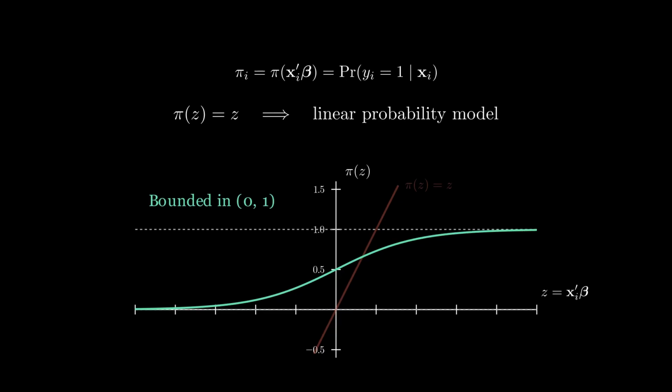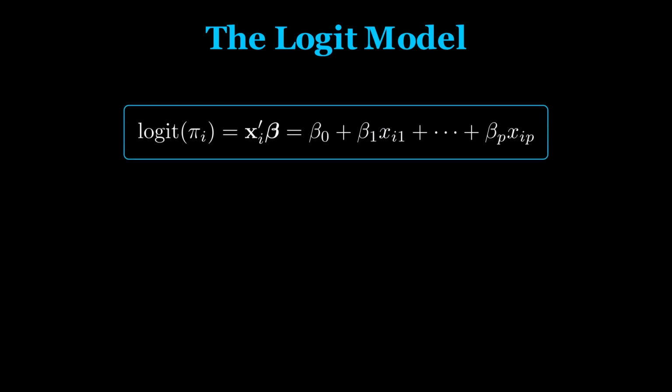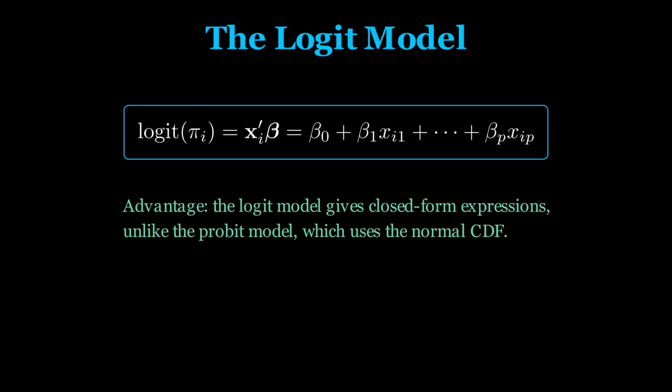We now focus on two special cases, Logit models and Probit models. In logistic regression, also called Logit regression, we express the relationship between the explanatory variables and the probability pi i as follows. The logit of pi i equals the linear predictor. Logistic regression and Logit regression refer to the same model, where the response is modeled using the Logit function. An advantage of the Logit model is that it gives closed-form expressions, unlike the Probit model, which relies on the CDF of a standard normal distribution.